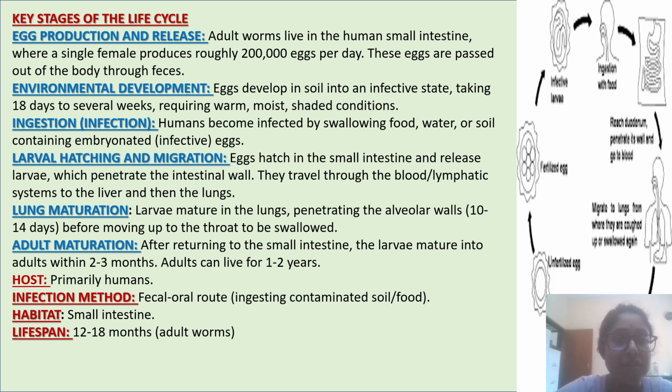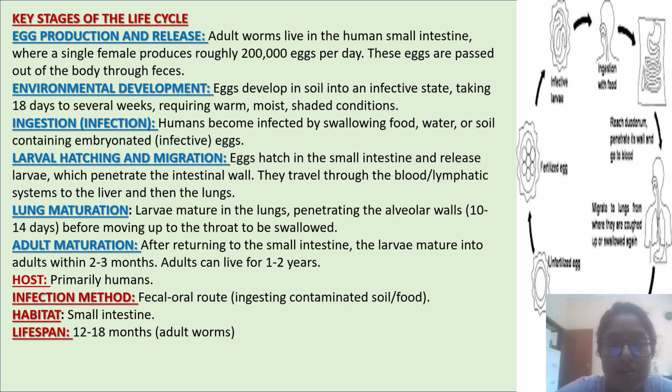Next, life cycle of Ascaris lumbricoides. First stage, egg reproduction and release. Adult worms live in the human small intestine, where a single female produces roughly 2 lakh eggs per day. These eggs are passed out of the body through the feces. Next, environmental development. Eggs develop in soil into an infective state, taking 18 days to several weeks, requiring warm, moist, shaded conditions.